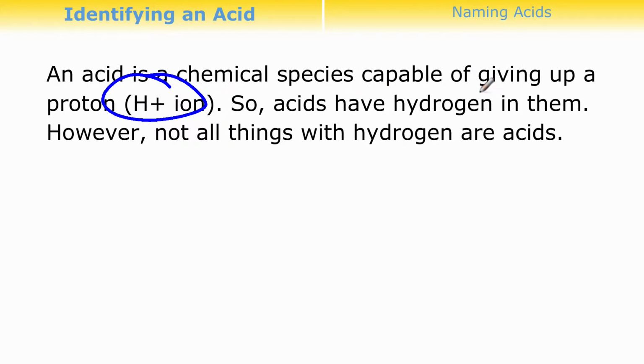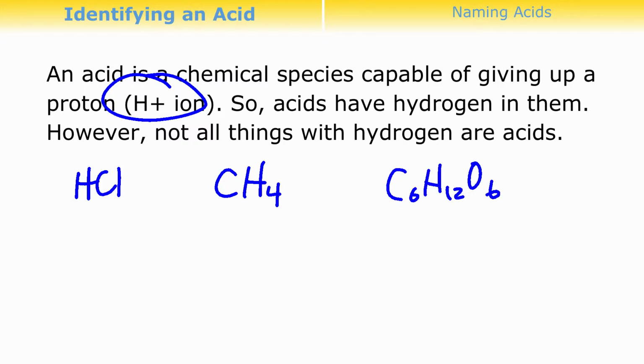If it can give up a proton, it must have a hydrogen in there somewhere. So acids typically have hydrogen in them. I hate to say all, but we'll say acids have hydrogen in them. But not all molecules with hydrogen are acids. For example, HCl is an acid, but CH4 is not an acid, or C6H12O6, glucose, is not an acid. So you have to be able to identify which thing that has a hydrogen in it is actually an acid.